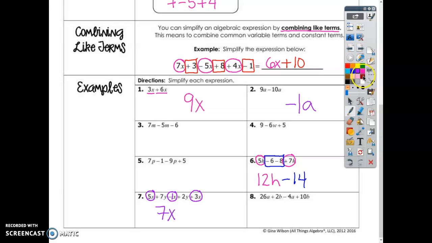Okay? Then I have, with another color, my 7y plus 2y. What's 7 plus 2? 9. Positive or negative? Positive. So I'm going to put positive 9y. 7 más 2 es 9. Okay? You guys are going to do the rest of these.